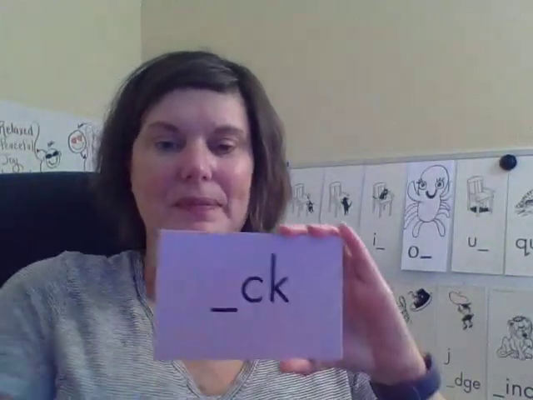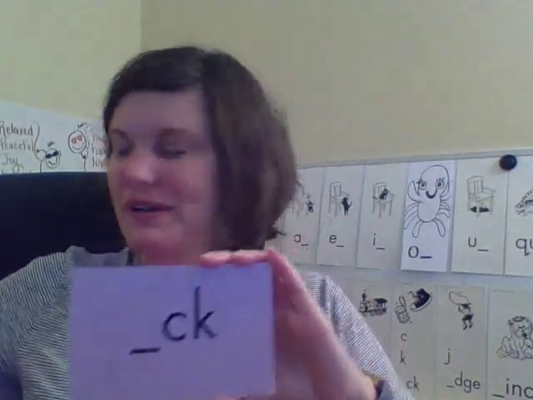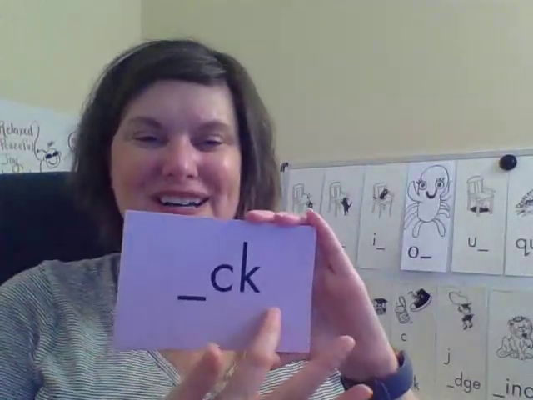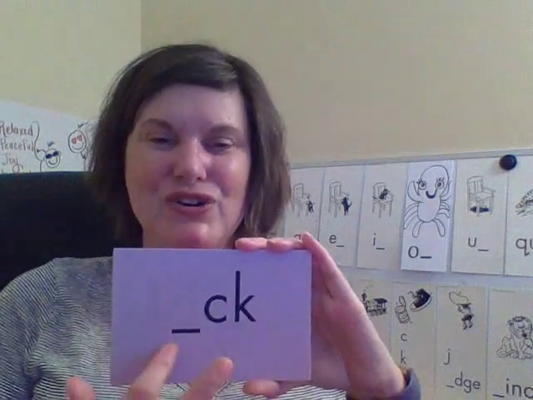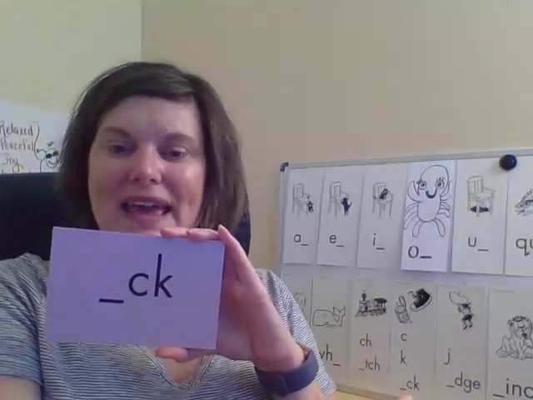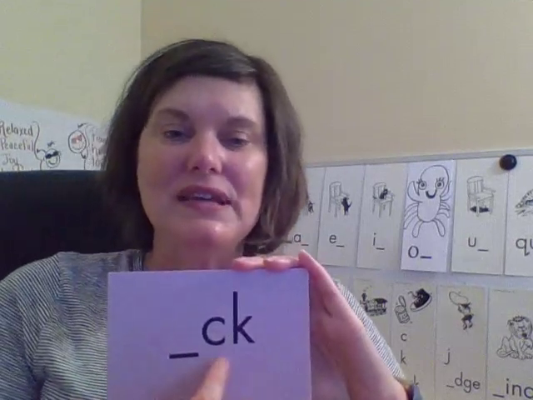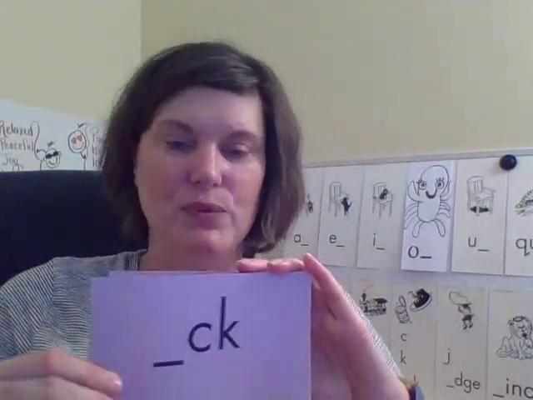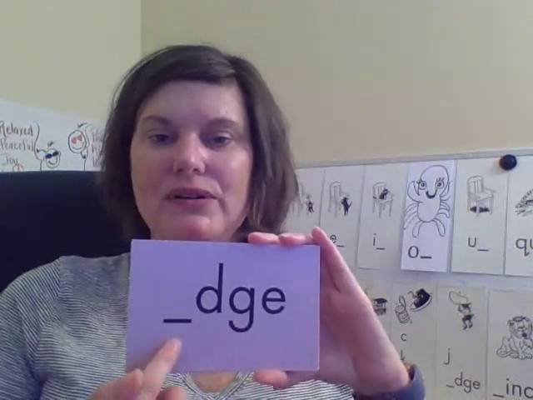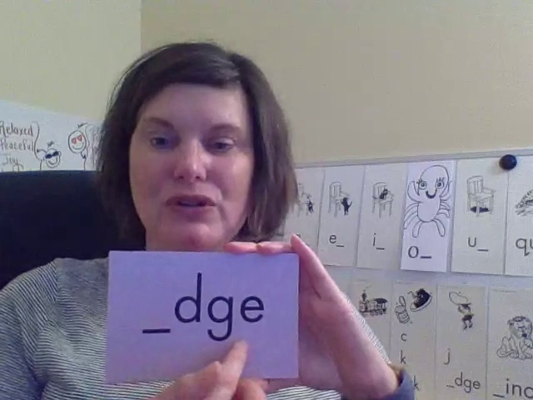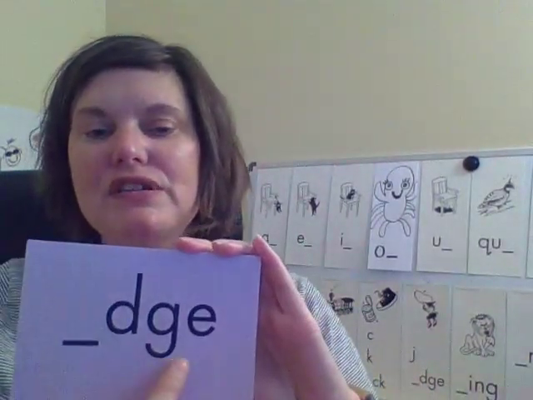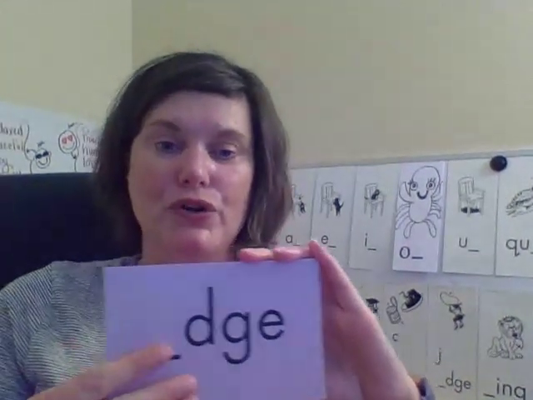Good. My turn. K. Let me silence my phone. My turn. K. Together. K. Your turn. Very good. Remember, this is like kick the can. And the CK spelling is only at the end of a word. My turn. J. Together. J. Your turn. Good. This is like the jumping rope. You'll see this spelling at the end of a word.